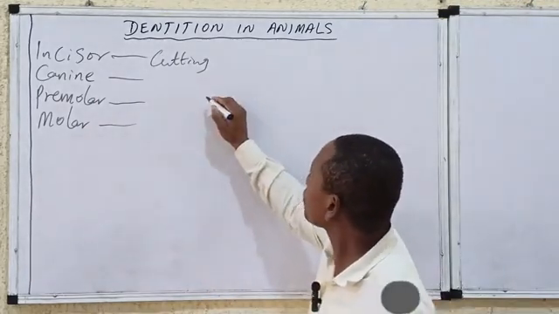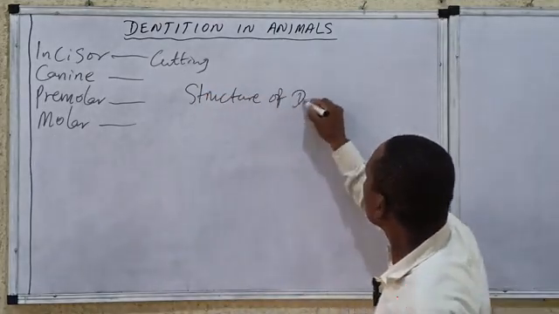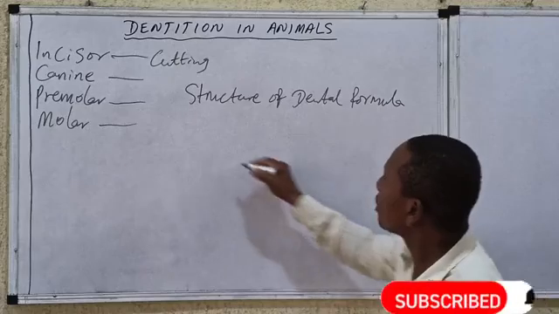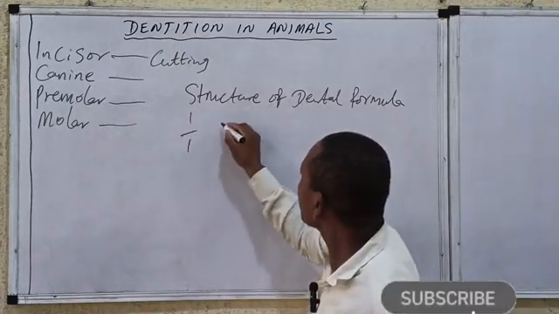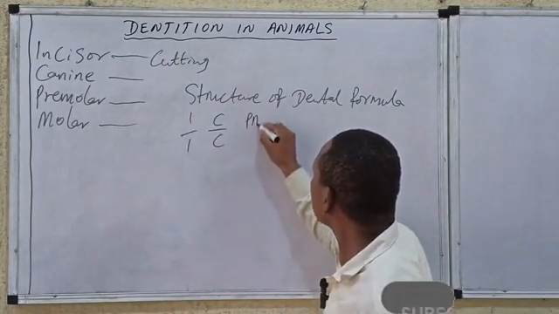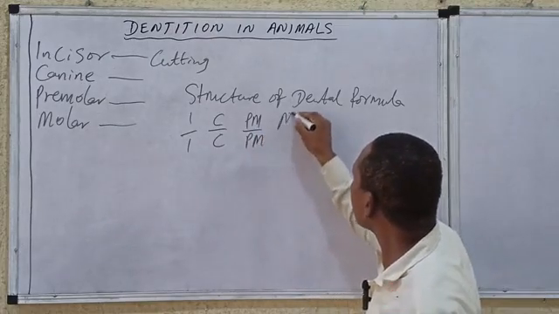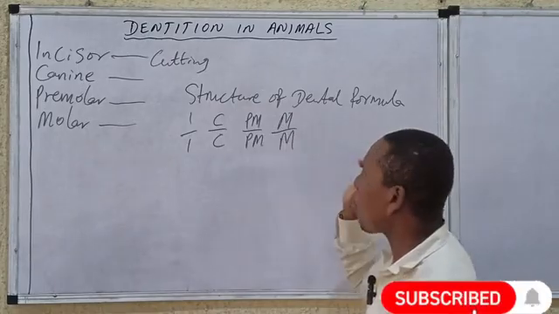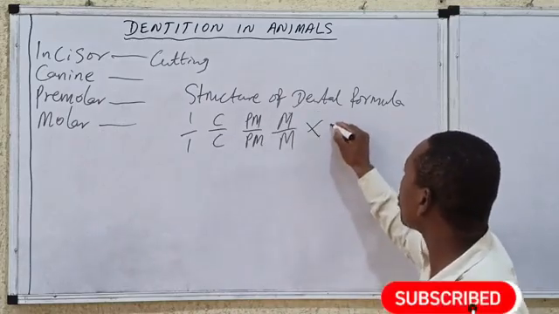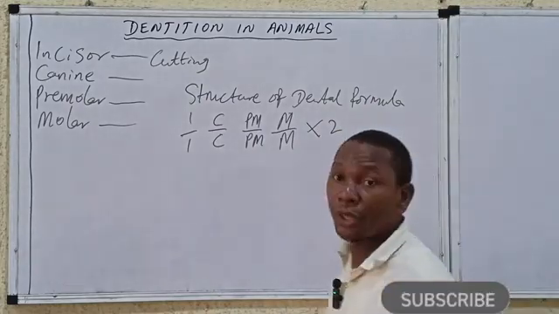We have the incisors, the canine, PM, the premolar, and the molar. Remember, it is one half. We are talking about one half, so if you have these numbers, you have to multiply by 2. So let's just take a look at humans.